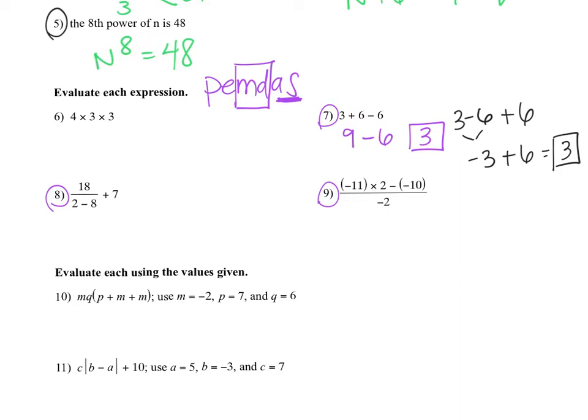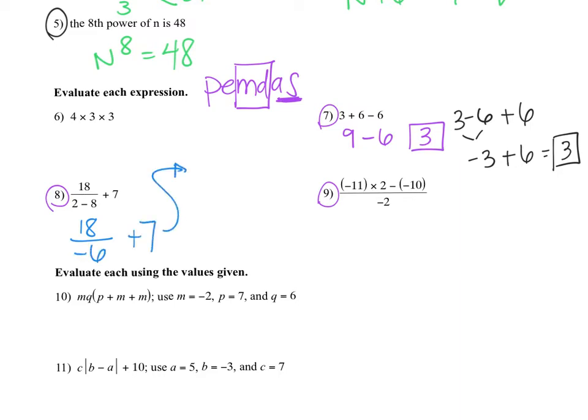So let me change my color back to, well, I'll start with blue. Number 8 says 18 divided by 2 minus 8, plus 7. So let's work with the fraction first. So 18 over, what's 2 minus 8? I'm getting negative 6, plus 7.